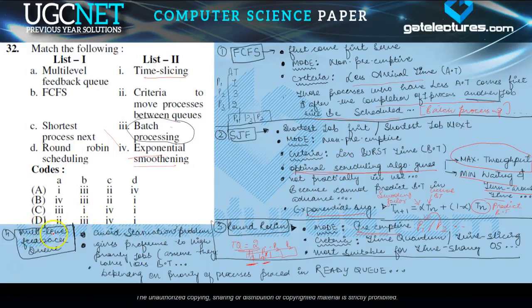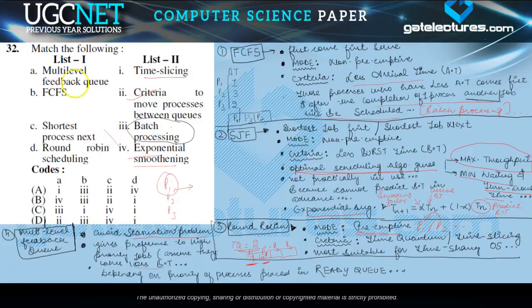The next scheduling algorithm is multi-level feedback queue, and this scheduling algorithm is basically used to avoid the starvation problem. Because in some cases, if processes P1, P2, P3 are there, and P1 has high priority but a large burst time, in that case a starvation problem may exist. So to avoid this kind of problem, multi-level feedback queue gives preference to high priority jobs which have less burst time. Depending on the priority, processes are placed in the ready queue, and in that way the scheduling algorithm will work and avoid the starvation problem. So multi-level feedback queue has criteria to move processes between queues.